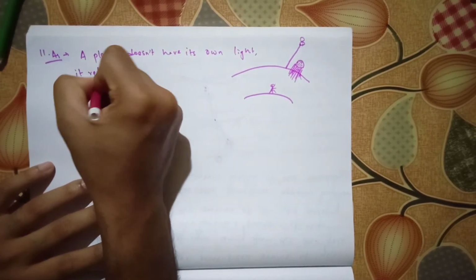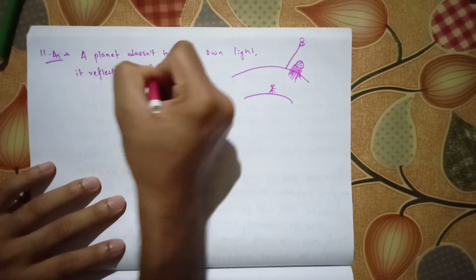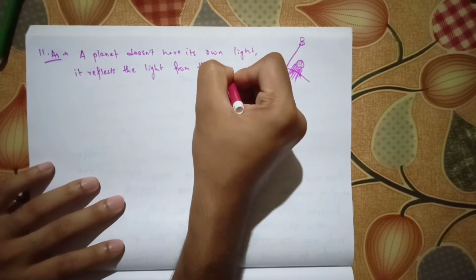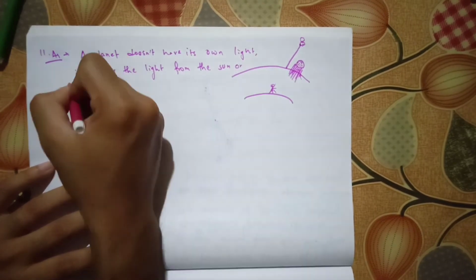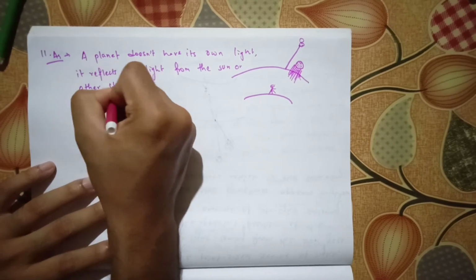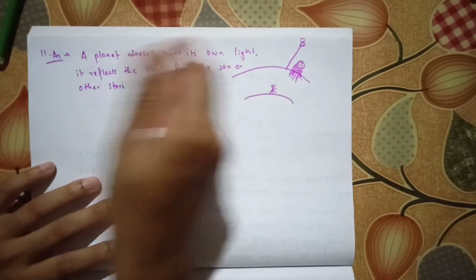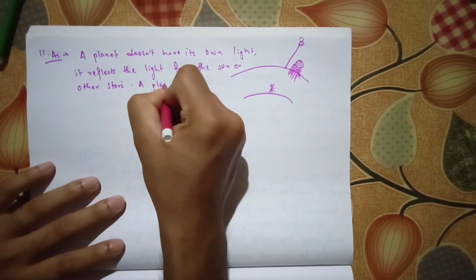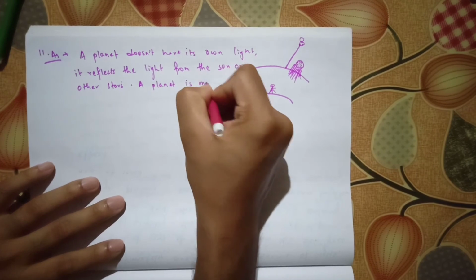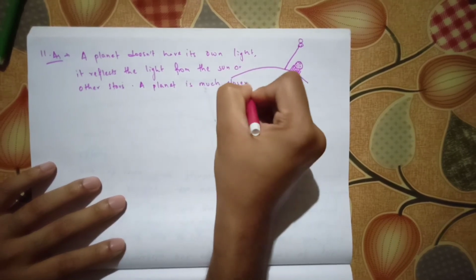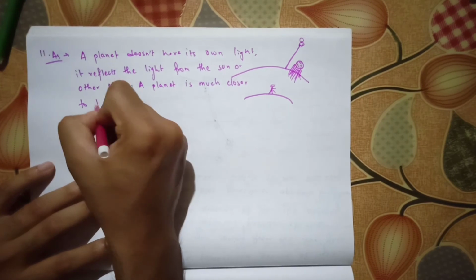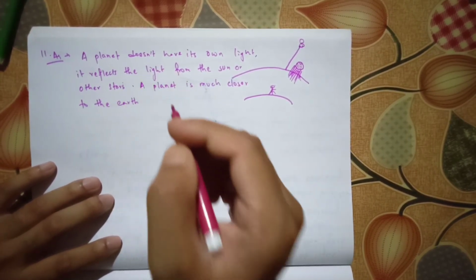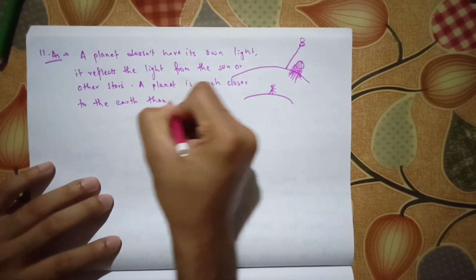It reflects the light from the sun or other stars. Also remember, our sun is also a star, okay? A planet is much closer to the earth than the stars.